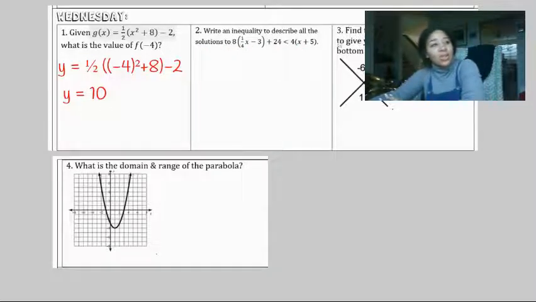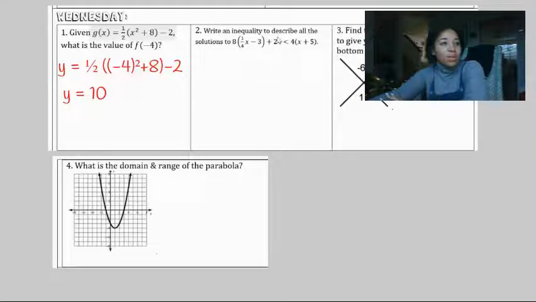So write an inequality to describe all the solutions here. So we need to write an inequality to describe all the solutions. So the first thing we got to do is solve for x. This one's not going to be as simple as the other one. It's going to require some mathematics. The first thing I'm going to do is my distribution. That's the first thing we should always start with.